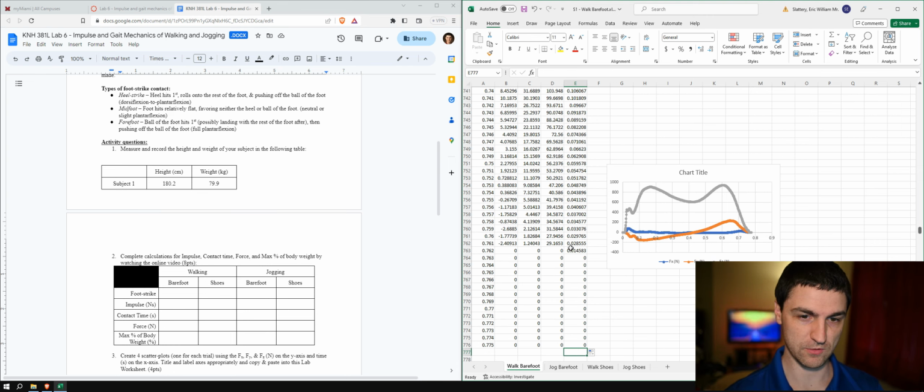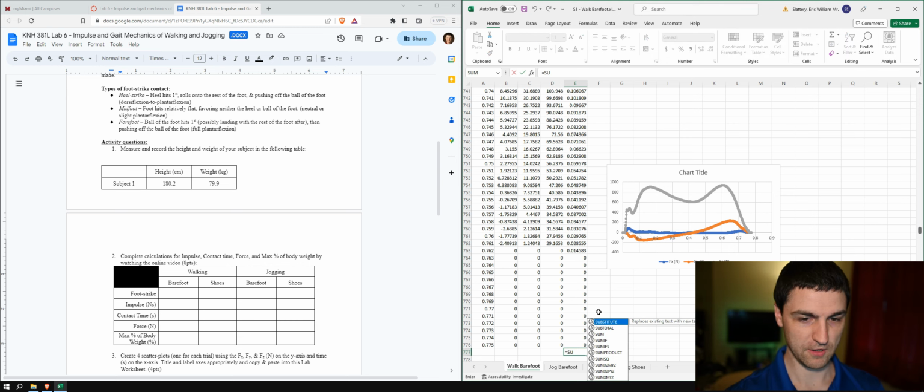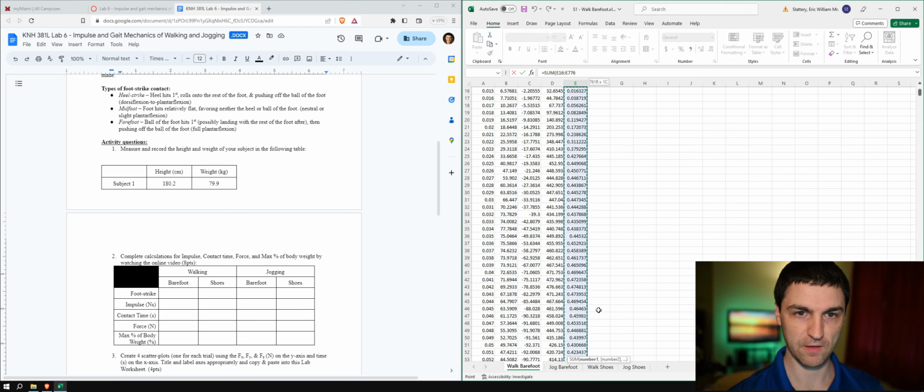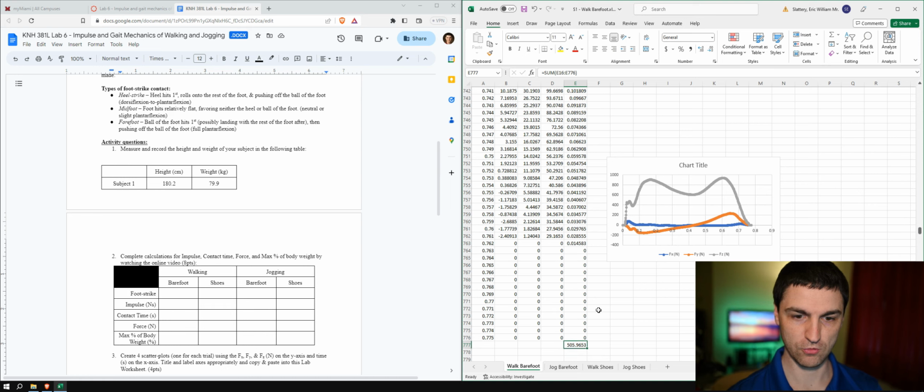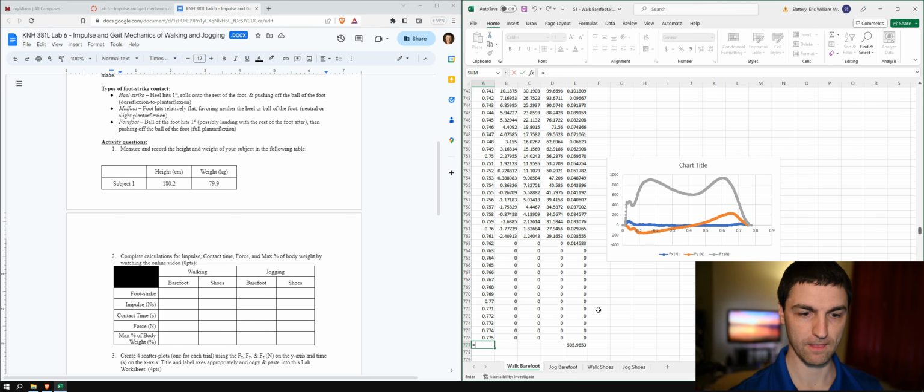And with that, once we leave the force plate, it's reading 0. So I'm just going to go ahead and do the sum of this. Cool, about 505 Newton seconds. We can also do the contact time for this.